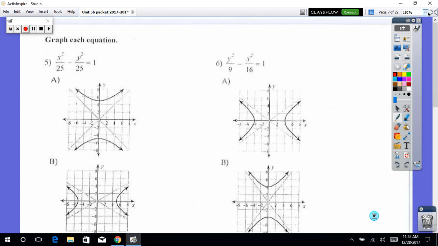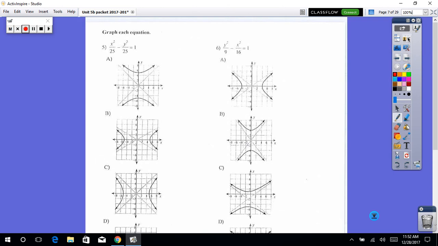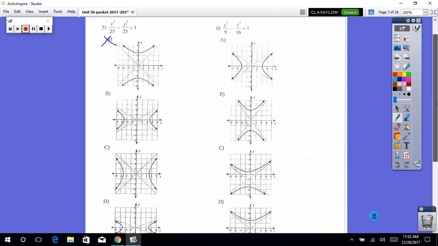Let's flip it over to these two. Minimize it a little bit, I guess. Number 5 is an x hyperbola, so we are looking for one on the x-axis. Answer choice A is out for that guy. We are looking for one that is 5 wide and 5 tall. This one is 5 wide, but it looks like he's only 4 units tall.